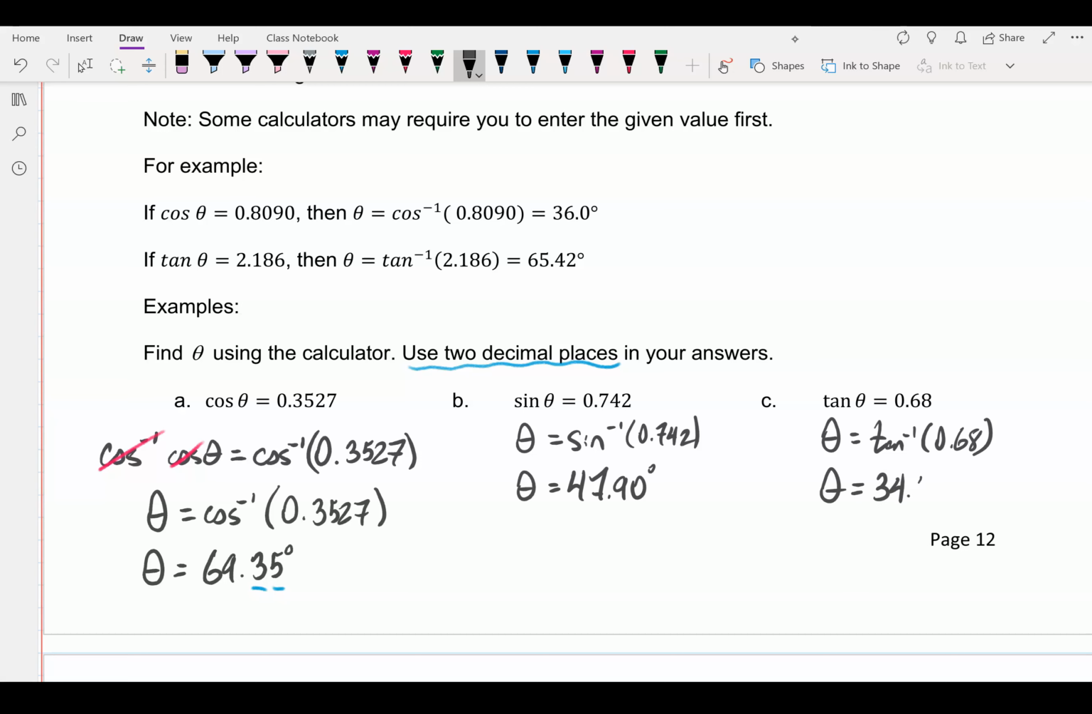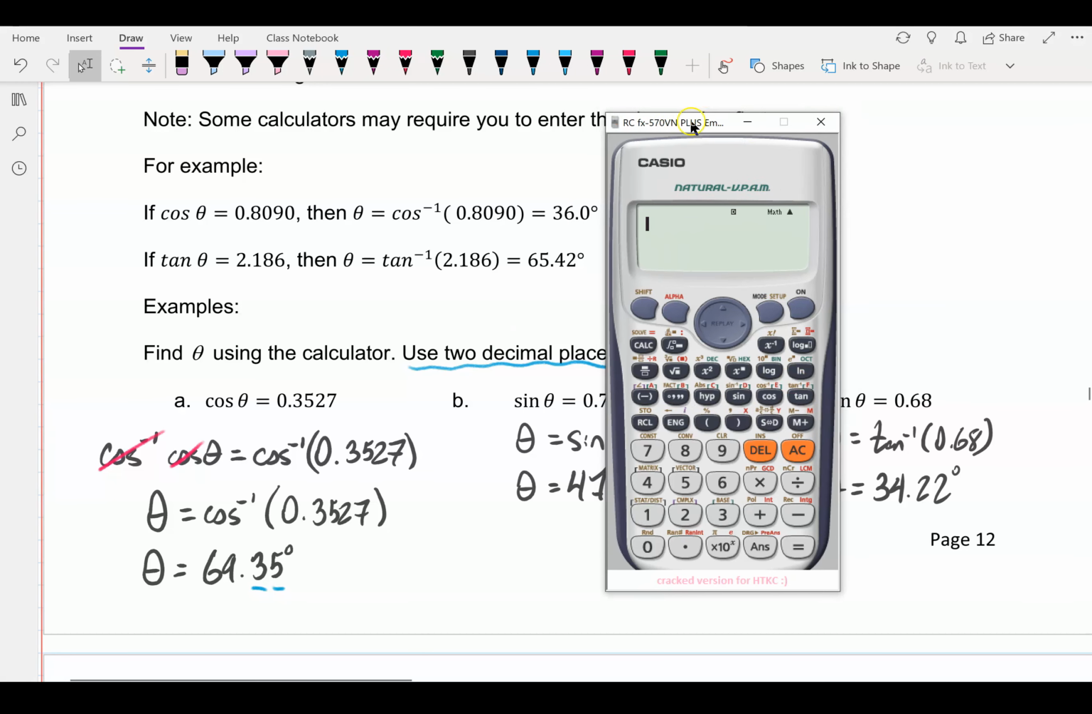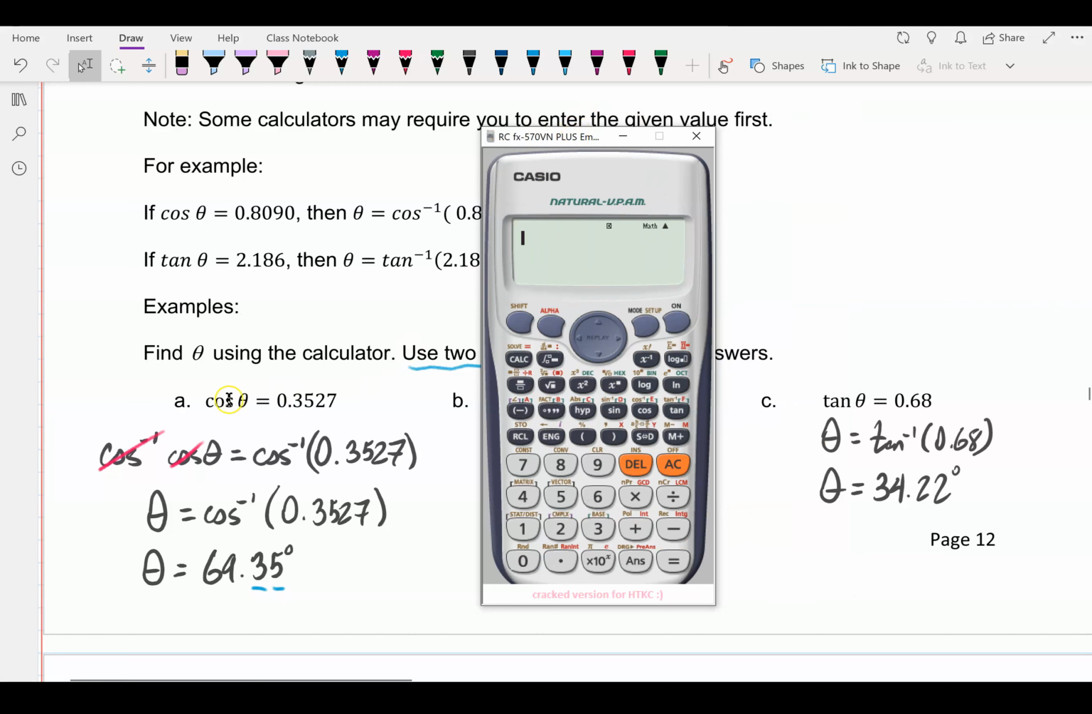It's 34.22 degrees. All right, let's bring up the calculator again so we can see what we've got going on here. So for cosine, for example, we want the angle. In my case, I need to press Shift, cosine. It gives me cosine inverse. That's the little negative one on top. That means inverse.